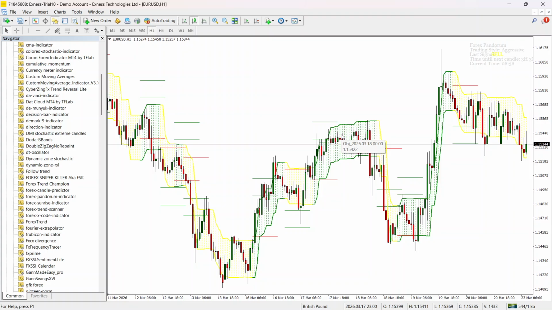Alongside the cloud, the template typically includes on-screen levels, as you can see here, for suggested stop loss and take profits, which are these green and red bars over here. If you hover over them, you see SL for stop loss, TP for take profits, and we have TP1 and TP2.